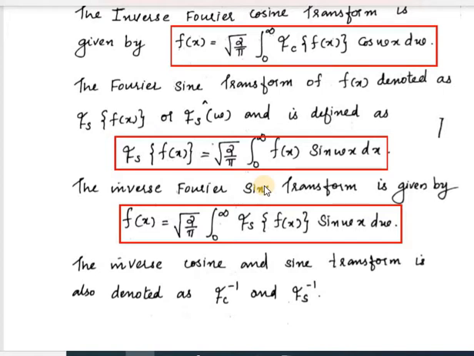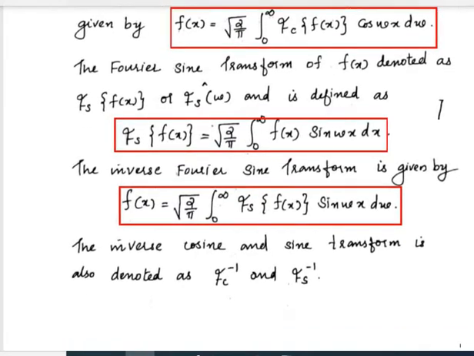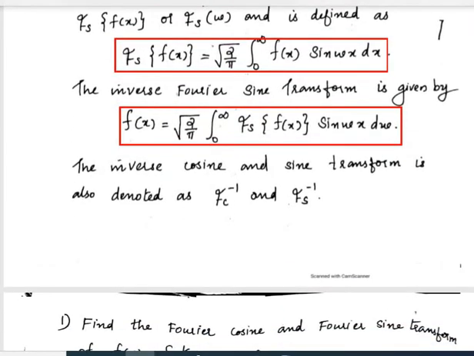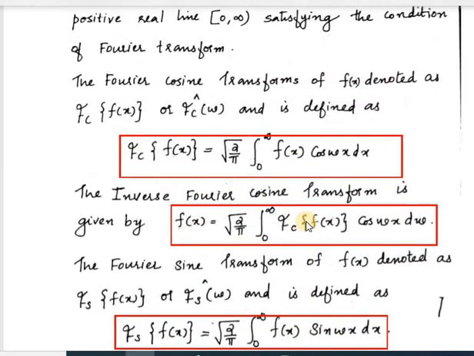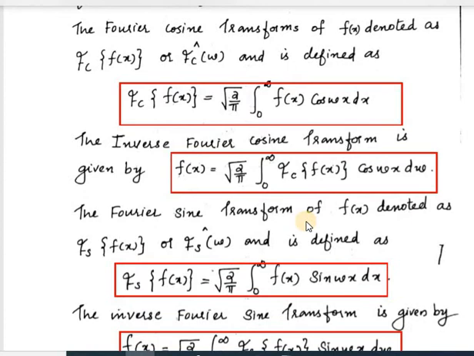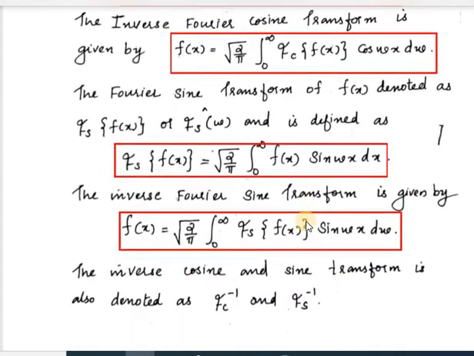If the question specifically says which formula to use, that is, use the Fourier cosine transform to find, or use the Fourier sine transform to find: if it is the cosine transform, use the cosine transform formula; if it is the sine transform, use the sine transform formula. The inverse cosine and sine can also be represented as Fc cap or Fs cap, either f of x. So these are the formulas that you have to study: the Fourier cosine transform, the corresponding inverse formula, the Fourier sine transform and the corresponding inverse formula.